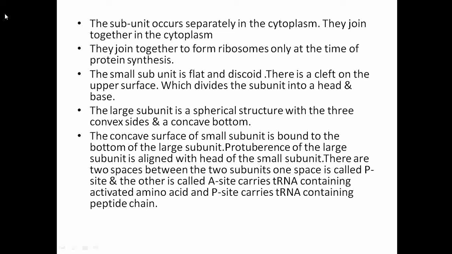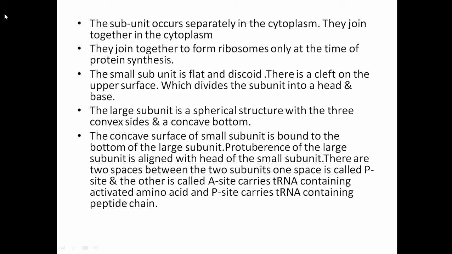The large subunit is a spherical structure with three convex sides and a concave bottom. The main body of the subunit is called the base. There is a large protuberance from one side of the rim of the lower surface. On either side of the protuberance, there is a stalk. The concave surface of the small subunit is bound to the bottom of the large protuberance of the large subunit, which is aligned with the head of the small subunit.